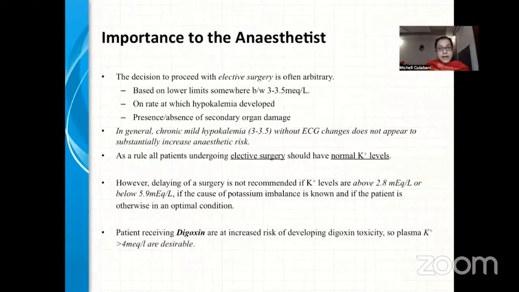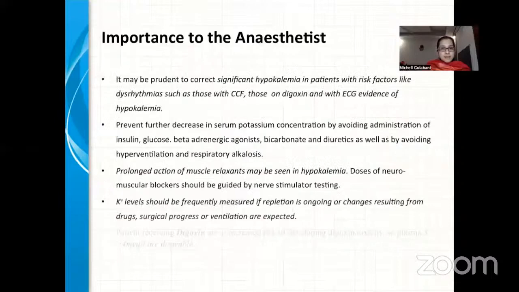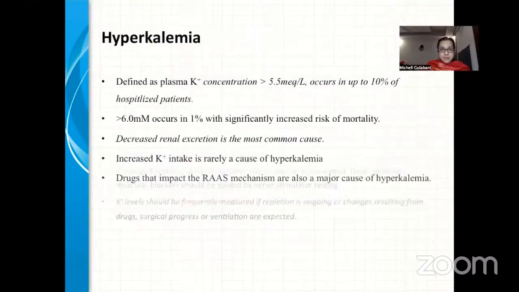Patients receiving digoxin are at an increased risk of digoxin toxicity. So in them, plasma potassium levels of more than 4 milliequivalents are desirable. It is prudent to correct significant hypokalemia, especially when there are risk factors like dysrhythmias in CCF patients and those on digoxin therapy, and ECG evidence of hypokalemia. Potassium levels should be frequently measured if repletion is going on or if changes resulting from drugs, surgical progress, or ventilation are expected.